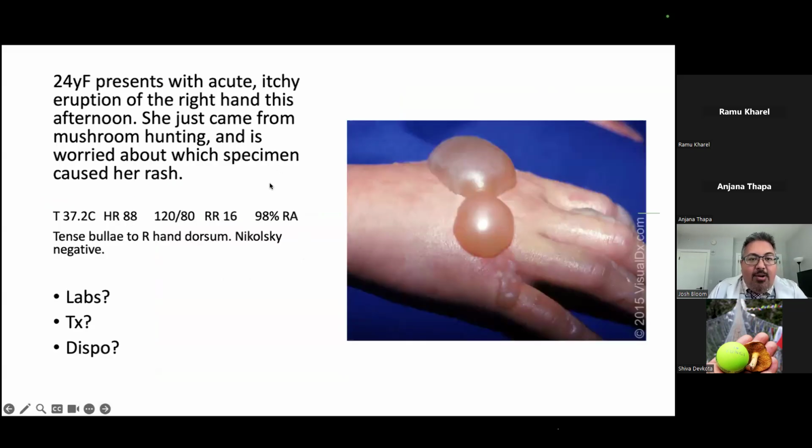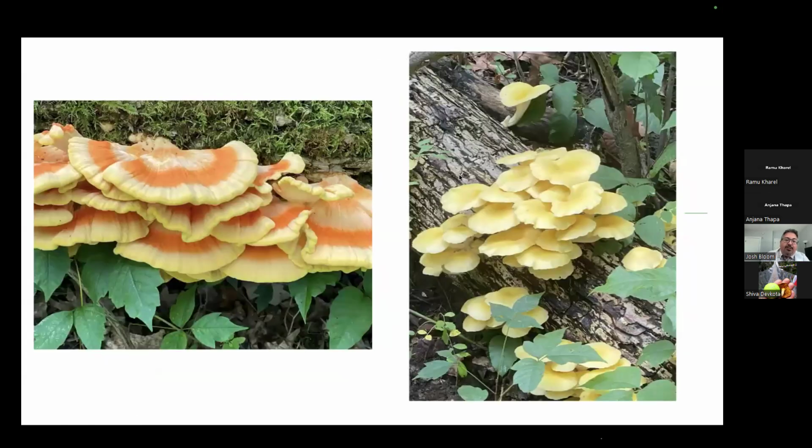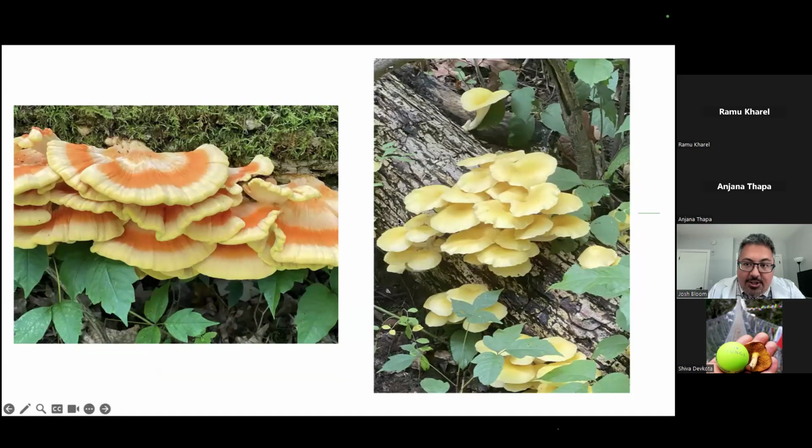So lastly, I want to talk about this case, another skin manifestation, a 24-year-old with the rash that you're seeing in this picture. This person touched multiple mushrooms and they were concerned about which specimen caused the rash. I'll show you pictures of the mushrooms that they touched and the environment that they were living in. This patient is exposed to toxicodendron, poison ivy, and was not exposed to the mushrooms.